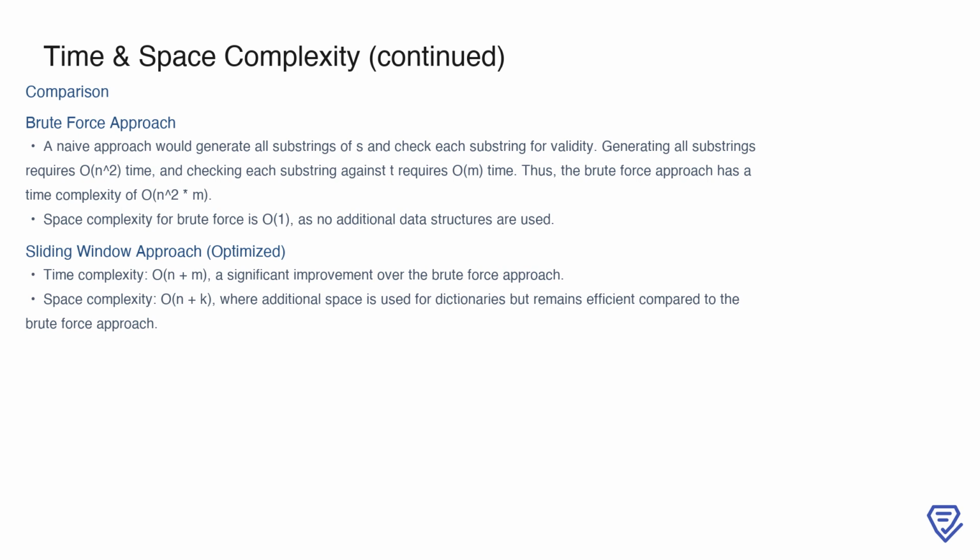In contrast, the sliding window approach significantly reduces the time complexity to O(n) plus m, by avoiding the generation of all substrings and leveraging direct traversal. The trade-off is a slightly higher space complexity of O(n) plus k, but this is a reasonable cost for the substantial improvement in time efficiency. Overall, the sliding window technique is far more practical and scalable for large inputs.